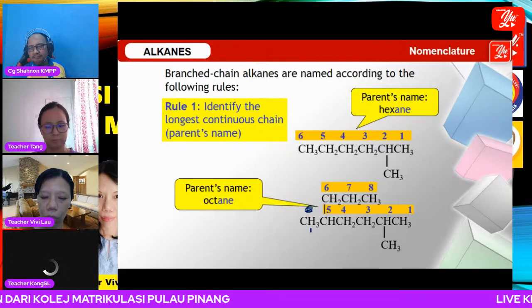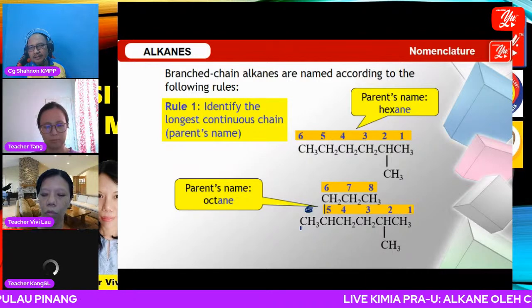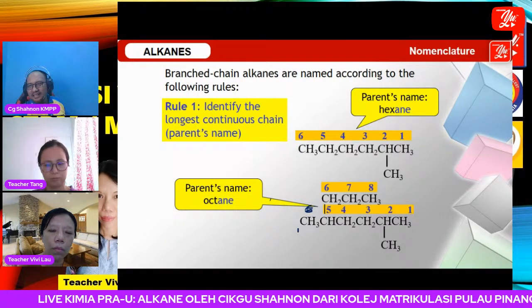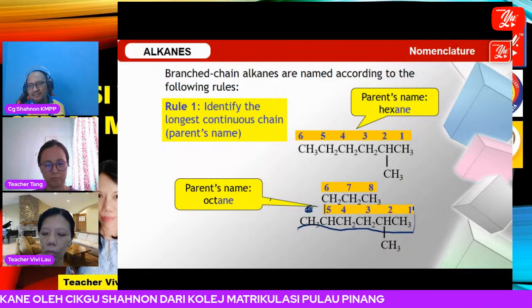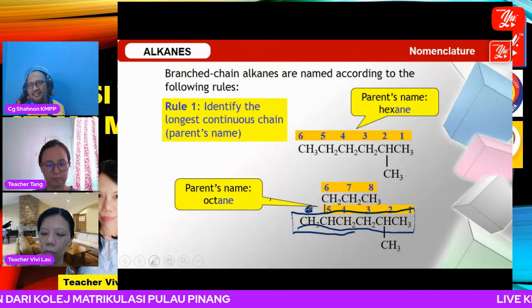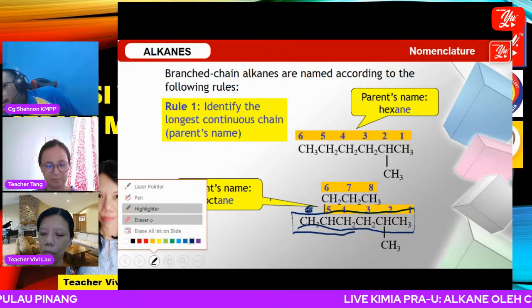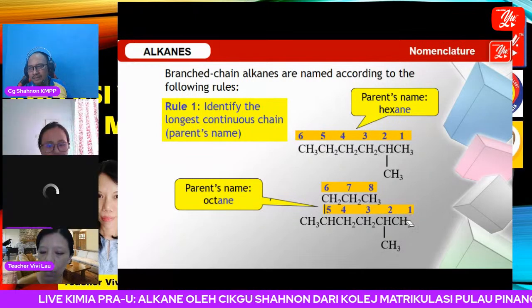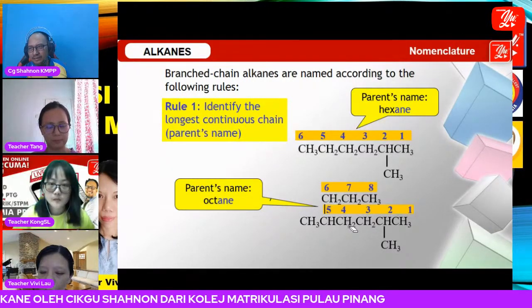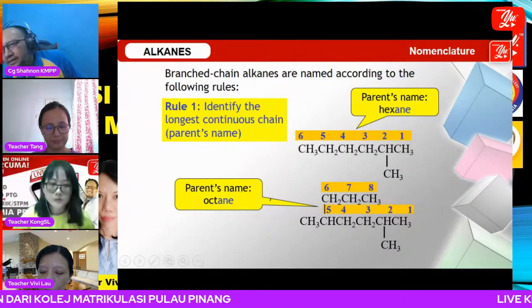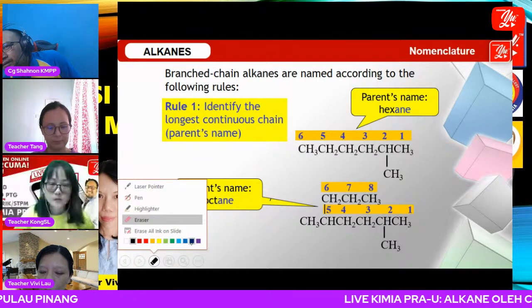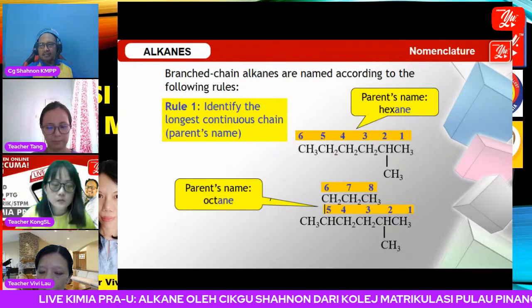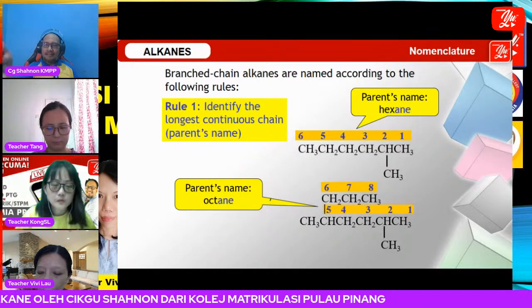So I always say to my students, this is the straight road, right? Sometimes the straight road is the wrong road. You have to be very careful, because sometimes we have a winding road, and this is actually the right path. The parent's name for this structure is octane, because the longest continuous chain is 8 carbons.